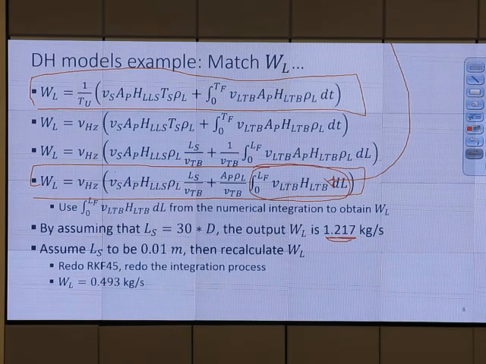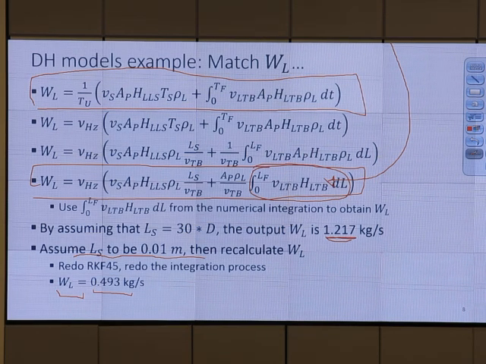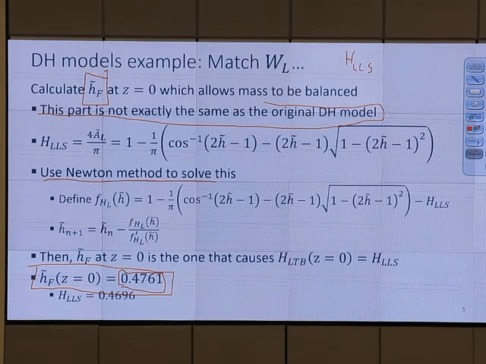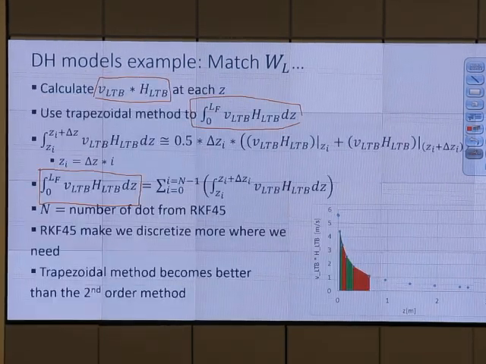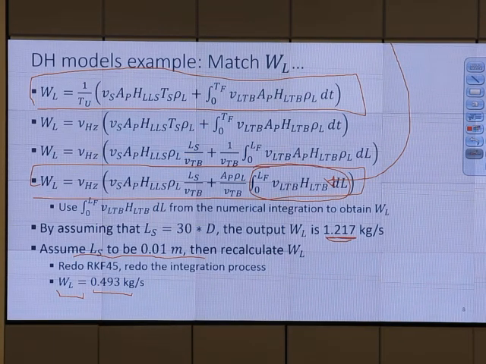So what I do next is I assume LS to be 0.01 meter. Just come up with that number. You can use another number. Calculate it again, and I get WL of 0.493. Do I like that number? No, I don't. I want to find the value where WL equals 1.0134.